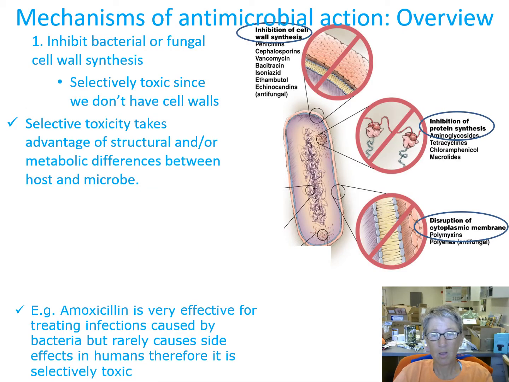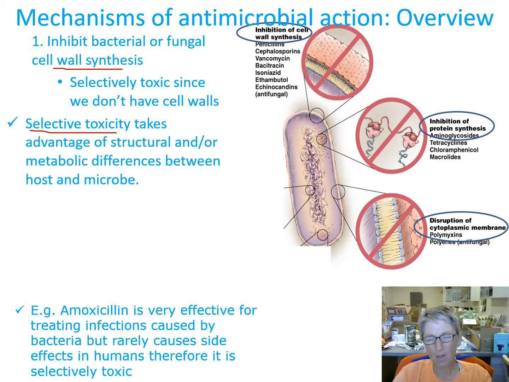Okay, so let's look at each one of these ways to design a drug in turn. So we said if you're designing a drug, you could inhibit bacterial or fungal wall synthesis. You could inhibit the fungal wall, even though a fungus is a eukaryote, it's got a cell wall. Our cells don't have cell walls. And we said this earlier, selective toxicity takes advantage of the structural or metabolic differences between the host, that's us, eukaryotes, and the microbe.